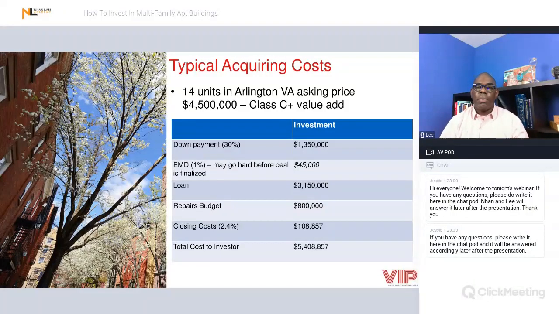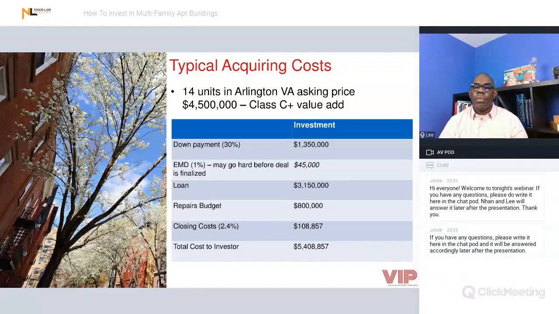But this investment was going to require a 30% down payment, which would have equated to 1.35 million, right? The earnest money deposit that you were going to have if your LOI was accepted is $45,000. And that's just called sometimes risk capital, right? With that, you would have put a mortgage on the asset at 3.15 million. You would have budgeted for repairs of about $800,000, and you would have had about just under $109,000 for closing costs.